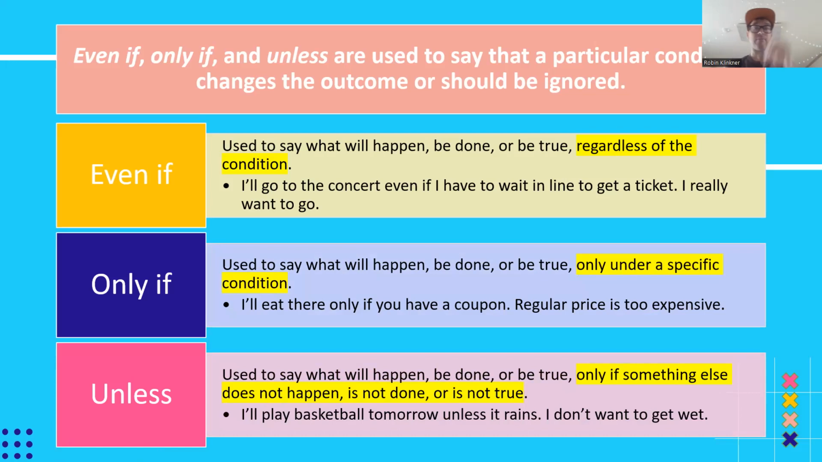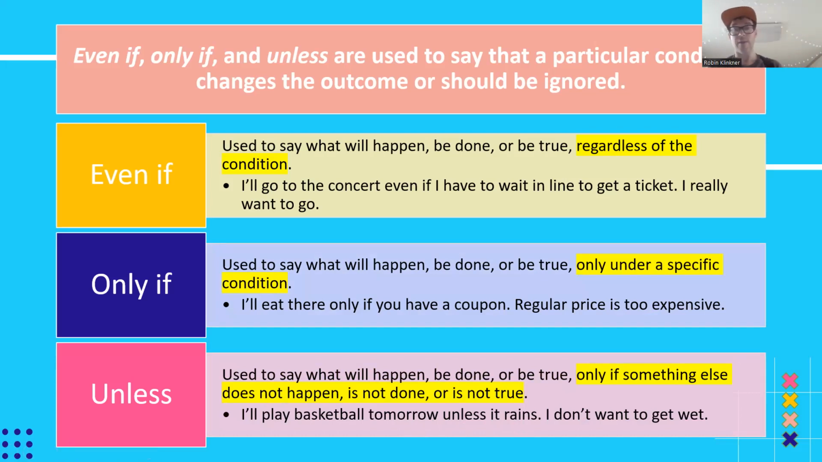Unless is used to say what will happen, be done, or be true only if something else does not happen. It's the opposite. It's like the negative. Only if something else does not happen, is not done, or is not true. So I'll play basketball tomorrow unless it rains. So using unless, the thing that follows unless is the condition. In this sentence, the condition is it rains. I'll play basketball tomorrow unless it rains.